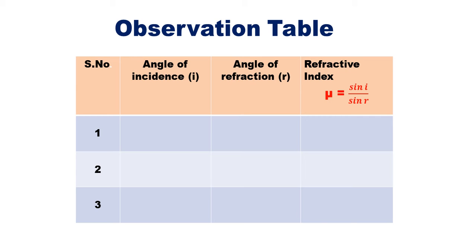For these 3 angle of incidences, find the angle of refraction and then find the ratio of sin I to sin R. You will notice that all the values are same. That means refractive index in all the 3 cases are same. And then take the average of all the 3 values. You will get the refractive index.